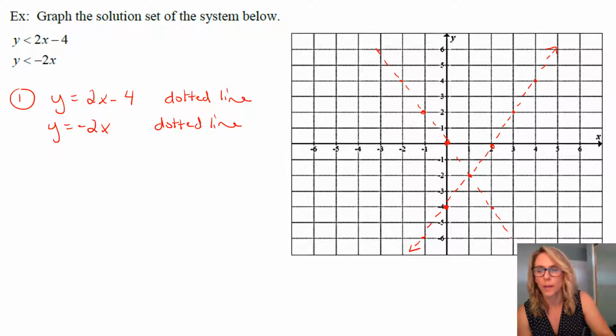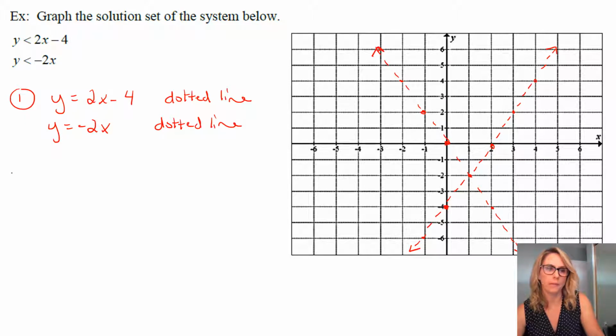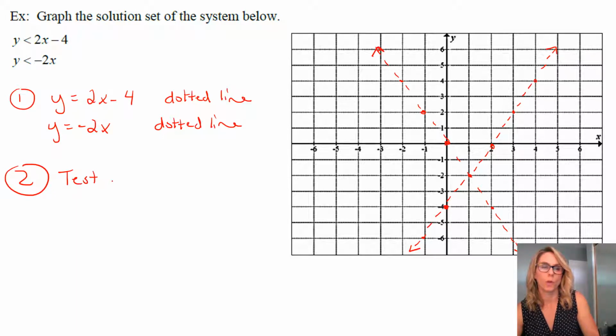Now what I want you to look at is how many quadrants or regions are created by having these 2 lines intersecting. Hopefully you notice that there are 4 regions. So a couple different ways to go about it. Test points. So again, we have 4 regions.